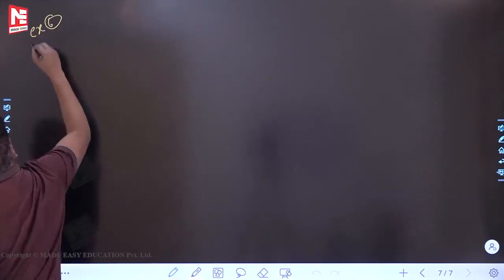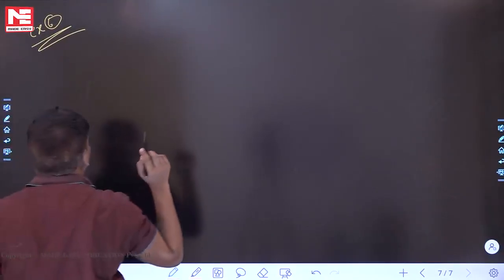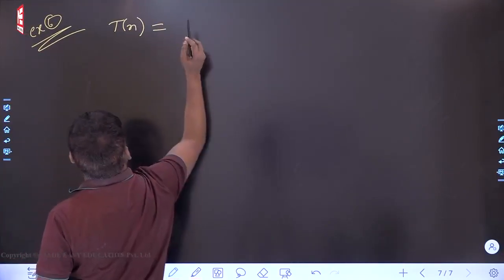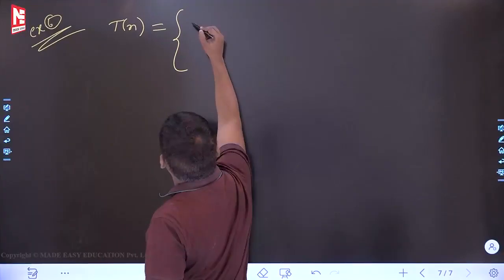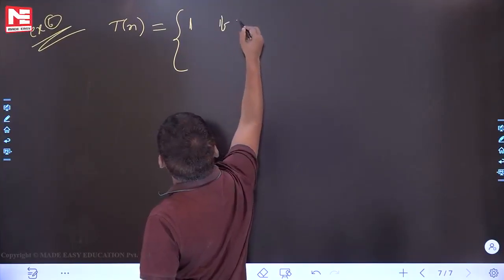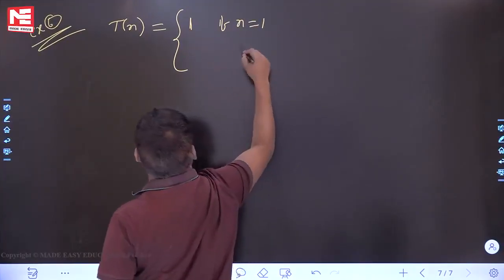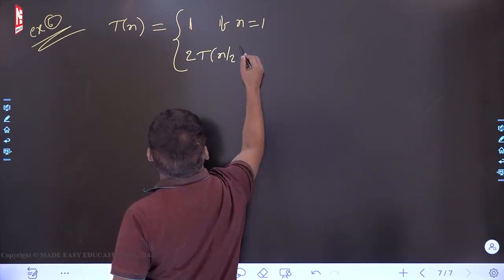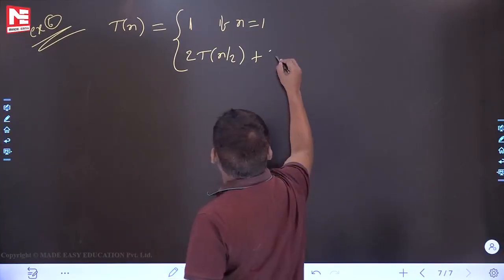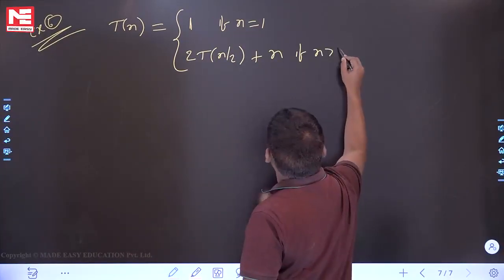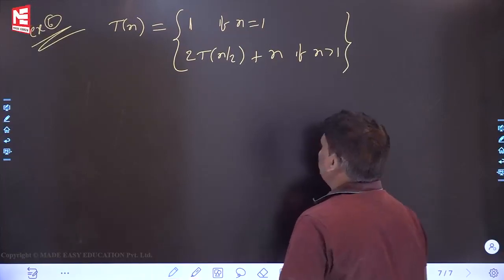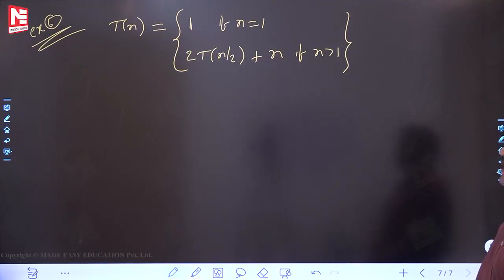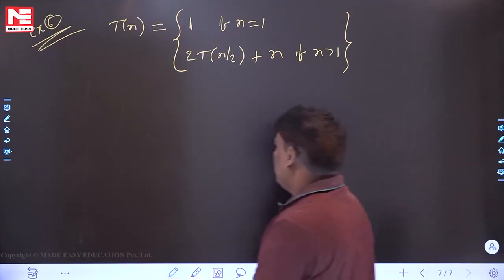Example 6. I think until now 5 problems are over. See the 6th problem. Tn is equal to 1 if n is equal to 1, otherwise 2T(n by 2) plus n if n is greater than 1. This is also one more problem. How to solve? Let's check.